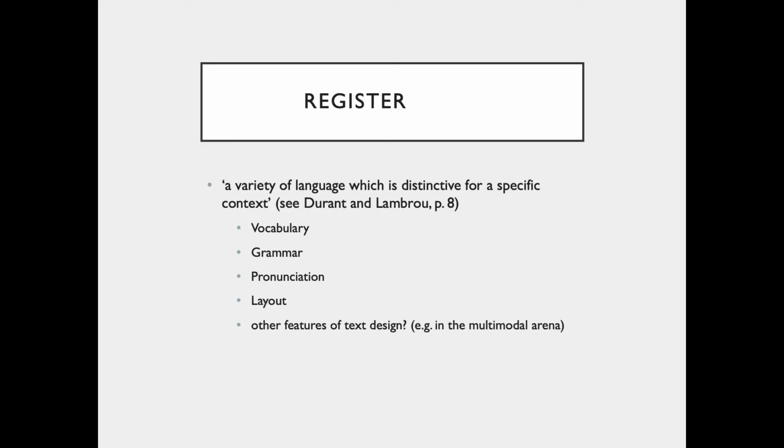So Durrant and Lambrou suggest that register is made up of these different aspects. So vocabulary, grammar, pronunciation, layout, and sometimes other features of text design. So this might be more than just simply where the text has been put, because that would be layout. It might also include things like font size, type, colour, and also, particularly with multimodal pieces, it might also include the types of images that appear alongside the text.